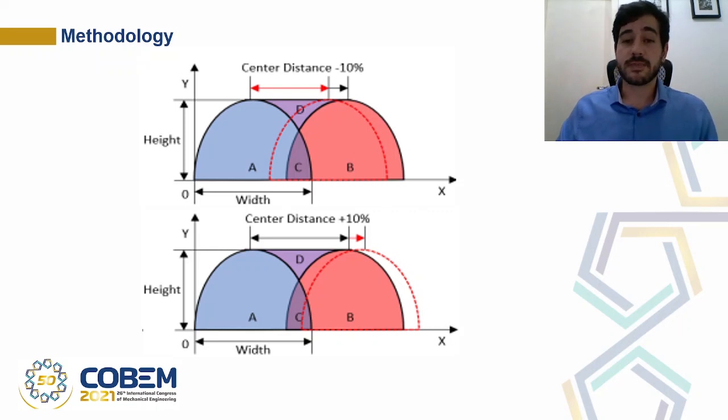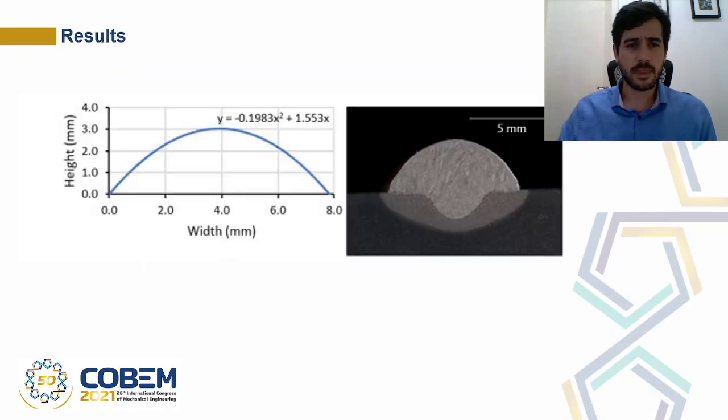To explore center distance effects and the resulting layer quality, experiments changing the center distance were realized. The first was proposed to decrease the center distance by 10%. The second to increase the center distance by 10%. So the practical experiments were made for those three center distances, and the cross-section profiles analyzed by micrography. So we cut the plate, analyze its cross-section, and measure the width and the height to compare with the simulated results.